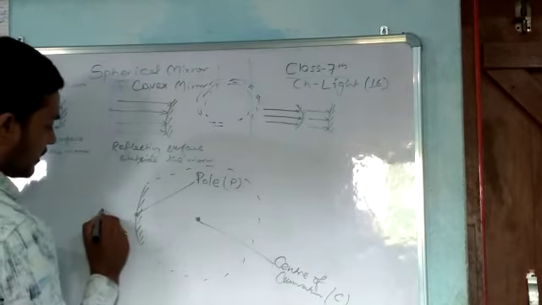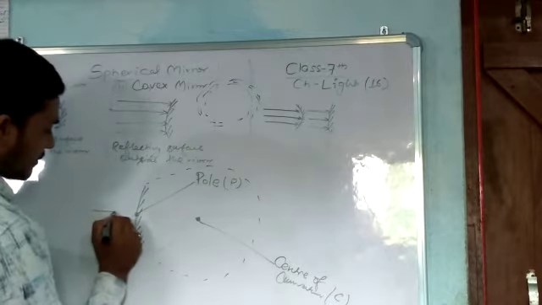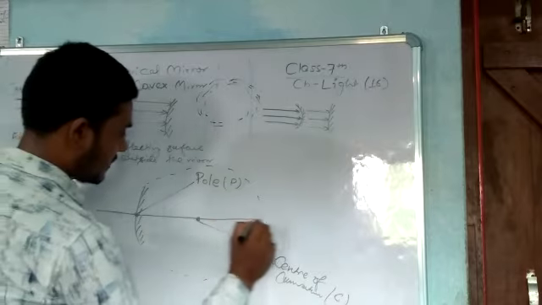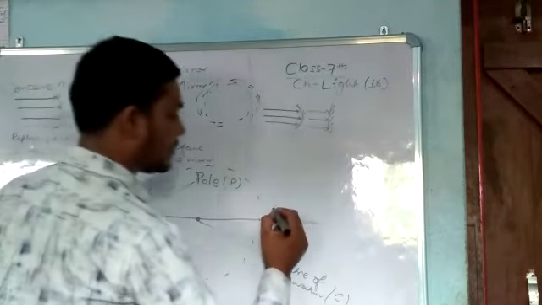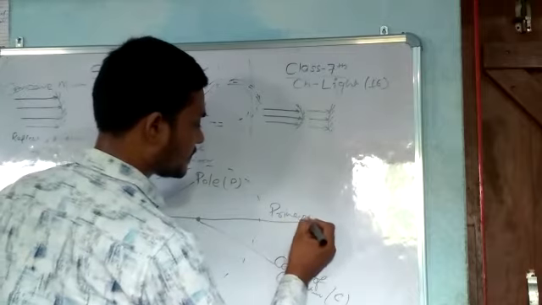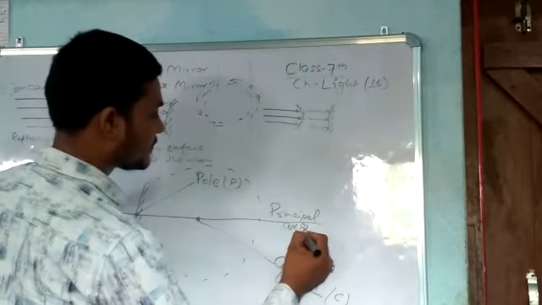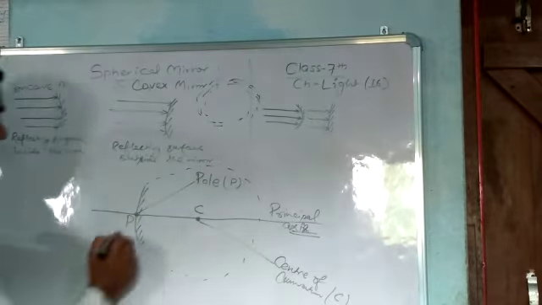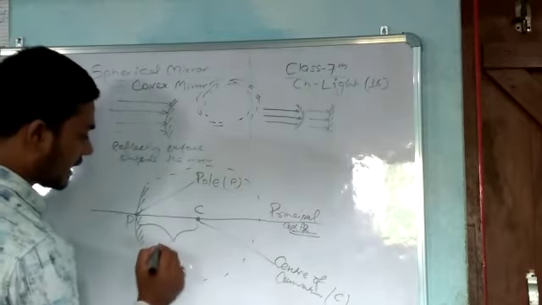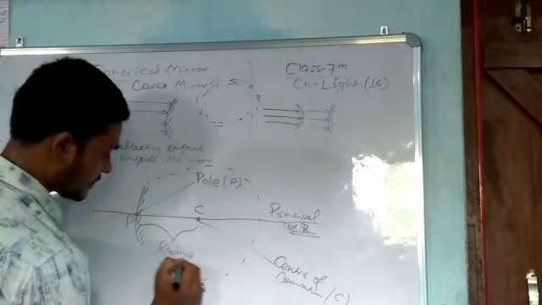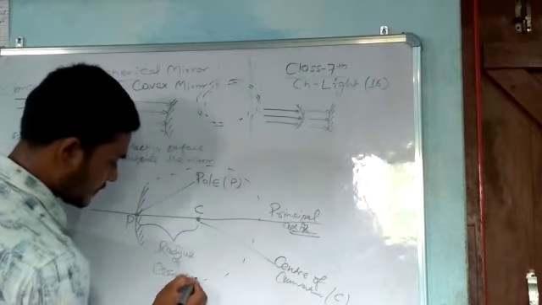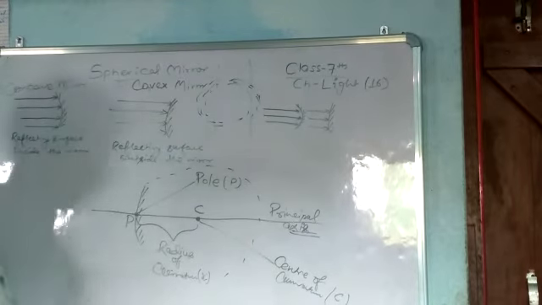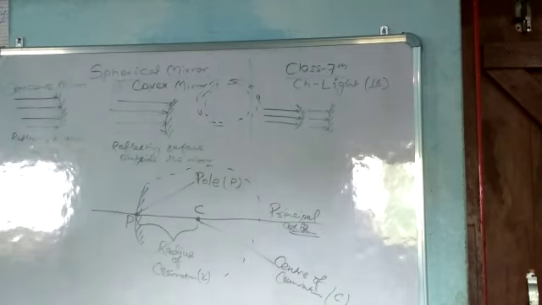A line which passes through the pole and the center of curvature is said to be the principal axis. Principal axis. So this is the center of curvature and this is the pole. And the distance between the center of curvature and the pole is said to be the radius of curvature, which is denoted by a small r. So this is all about a spherical mirror.